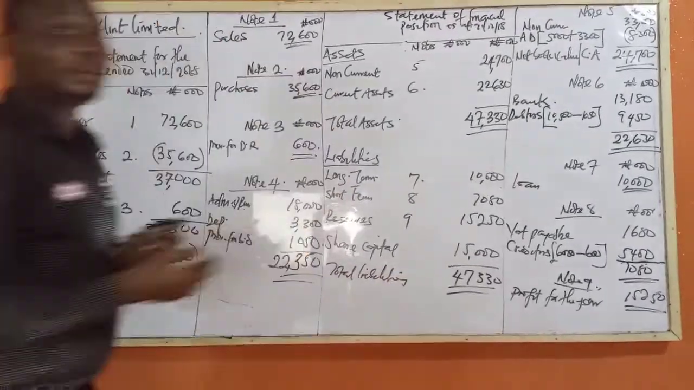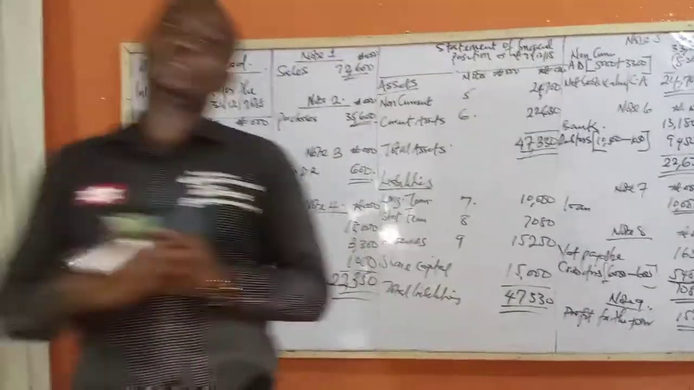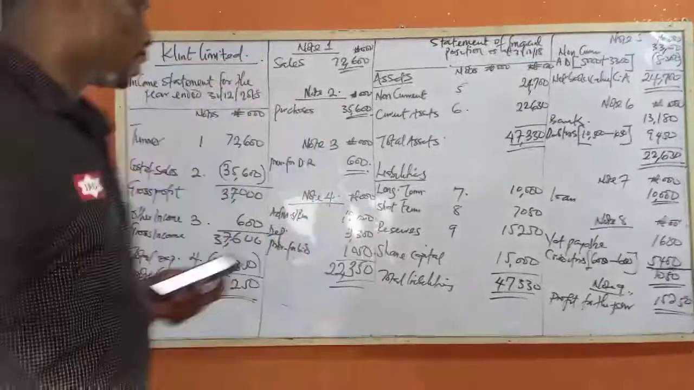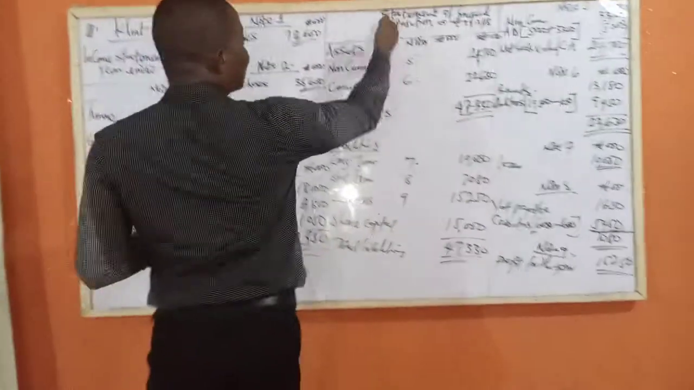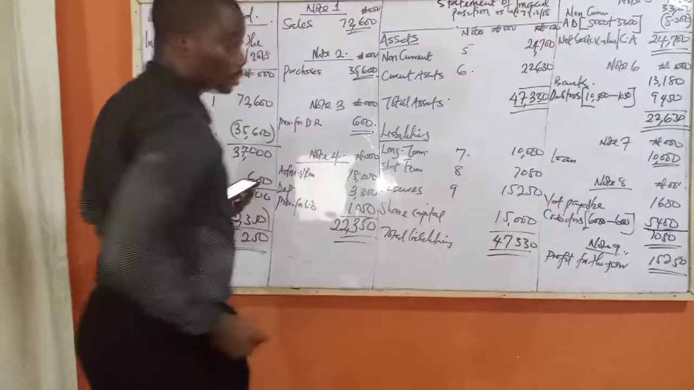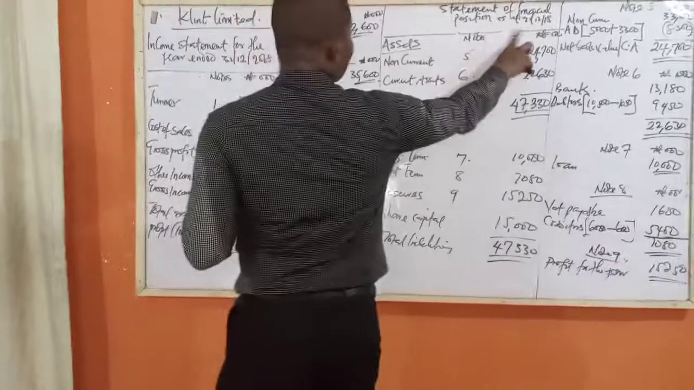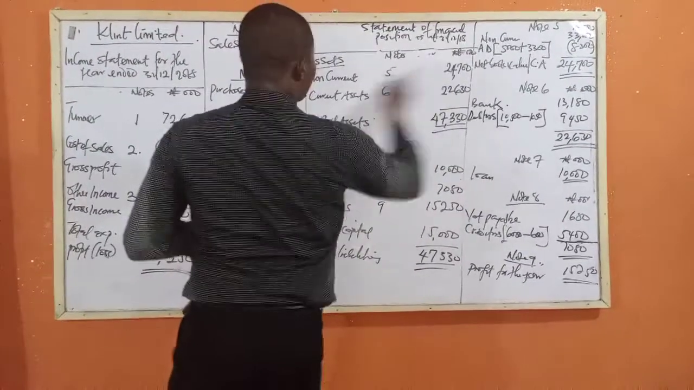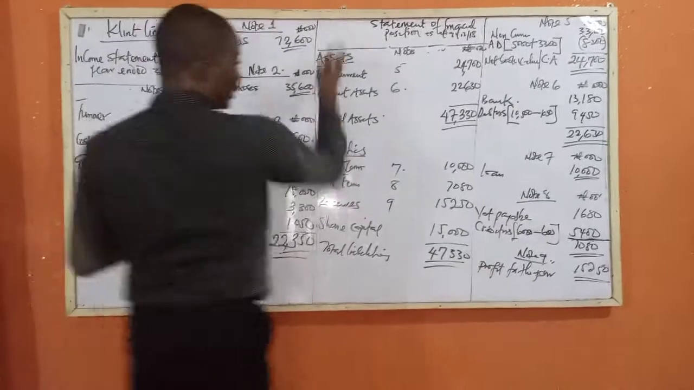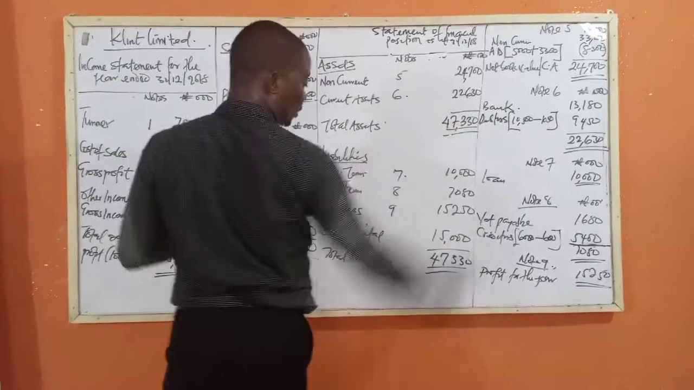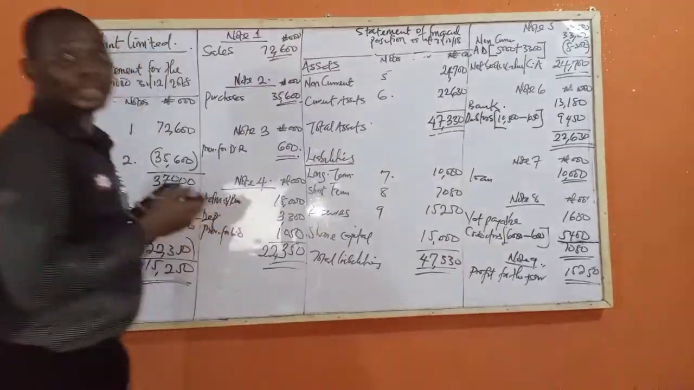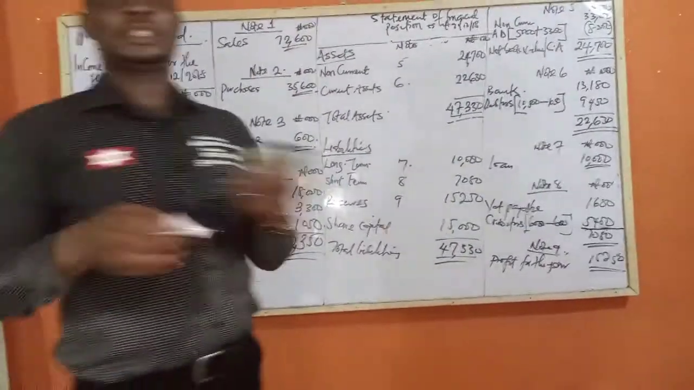liabilities. Of course, liabilities can be debt of the business toward external parties and debt of the business to the owners. So that's what's behind it. So basically, the statement of financial position shows the position of the business in terms of assets and liabilities. So we can see that total assets here is 47,330,000. Total liabilities too is 47,330,000.